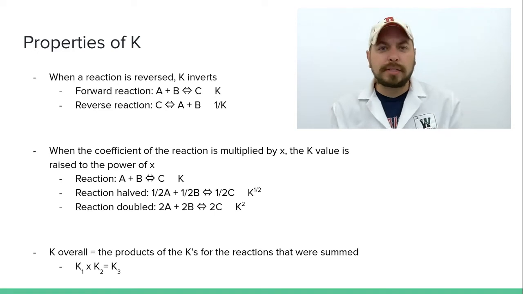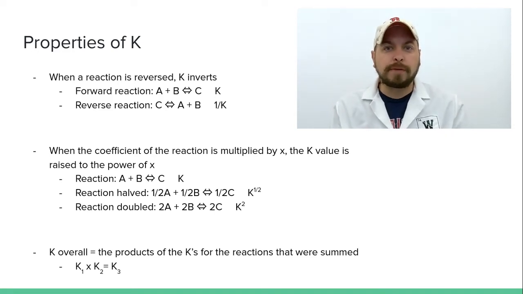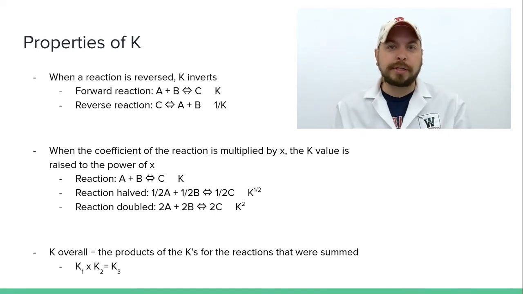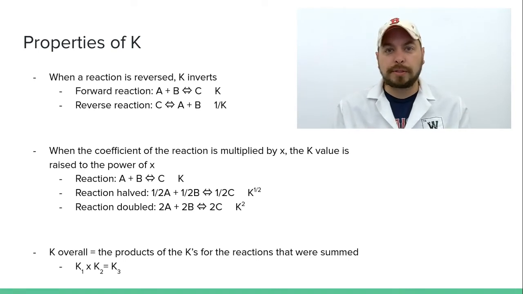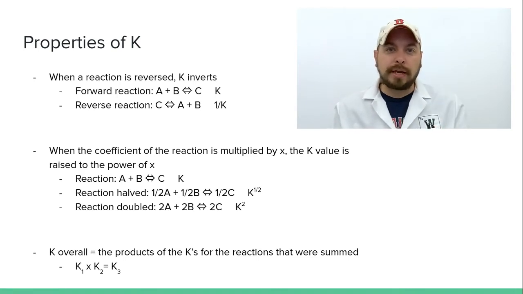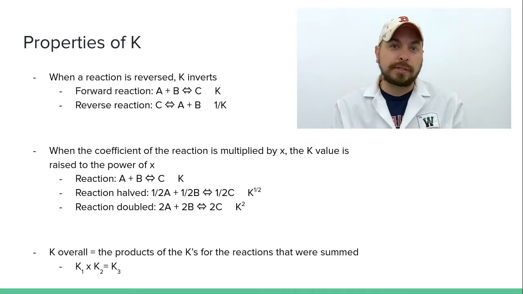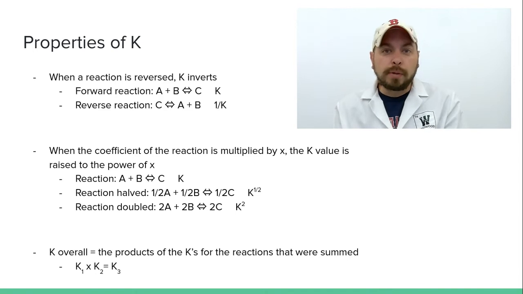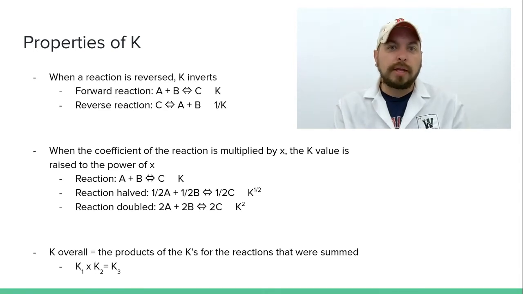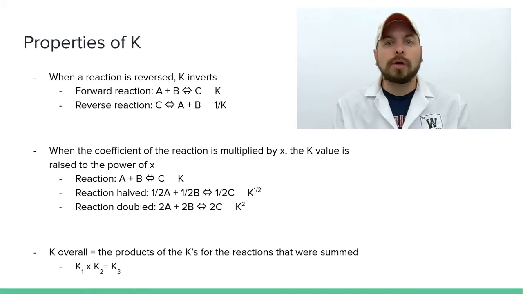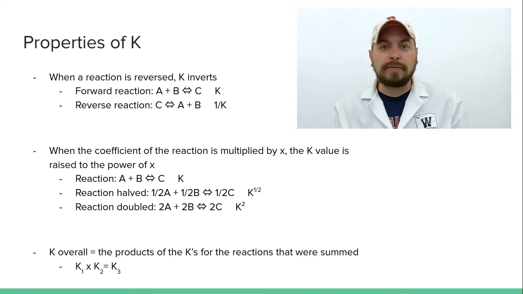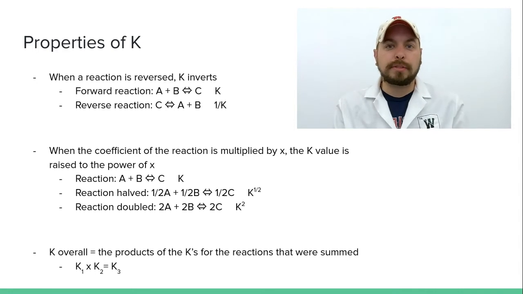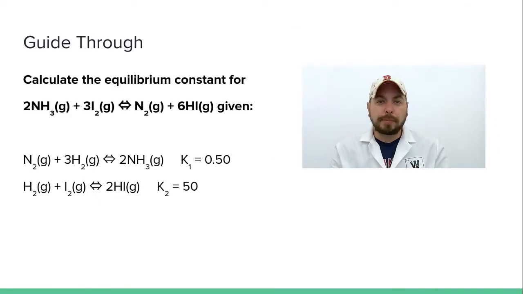Finally, if you remember Hess's law in thermochemistry, to find the overall delta H, delta G, or delta S of a reaction of a target, we add together the delta H's, delta S's, or delta G's of the elementary steps. In equilibrium, we're going to do it a little bit differently. In equilibrium, to find the K of the overall reaction, we're going to multiply the K values of all of the elementary steps. All right, let's take a look at a practice problem.